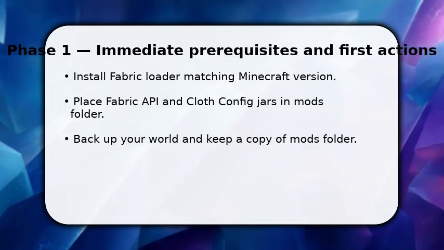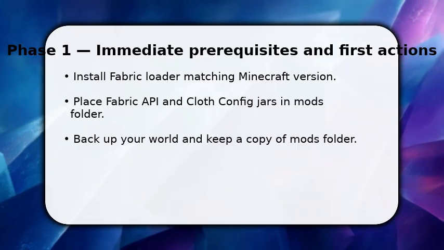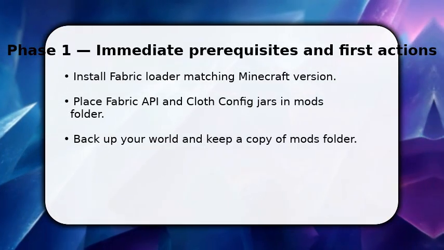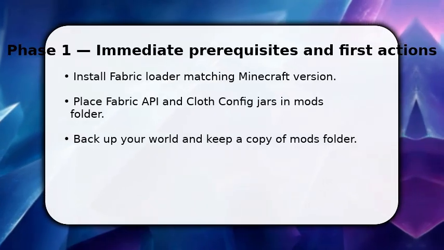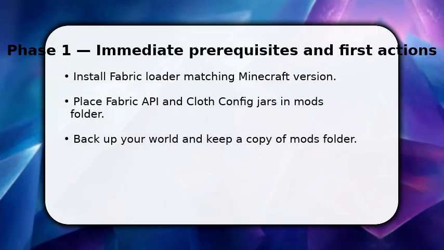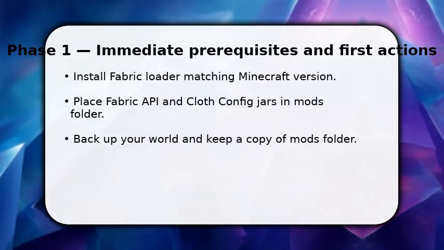You begin by confirming Fabric Loader matches your Minecraft version and installing Fabric API. Once done, drop the cloth config jar into the mods folder alongside any dependent mods. You should back up your world and save a copy of the current mods folder before launching.